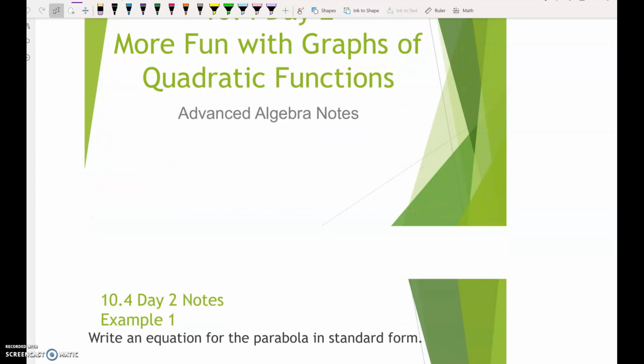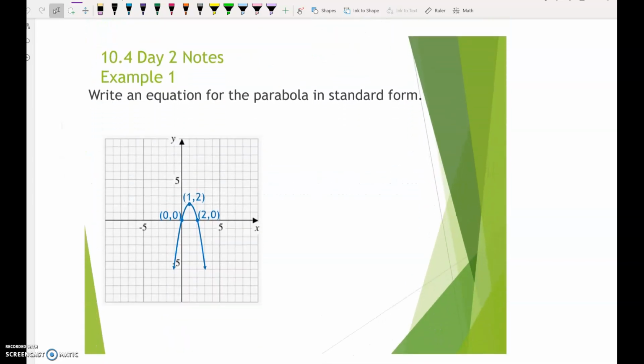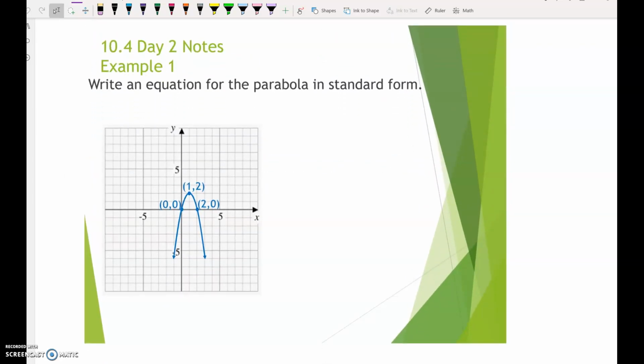Today we're going to be looking at writing equations for parabolas in standard form, which we talked about last time. Our book considers standard form to be what the rest of the world calls vertex form. So we're going to want to write an equation for a parabola in vertex form, and that is this format. H, K is the vertex, and A is going to be some number that we're going to figure out using one of these points.